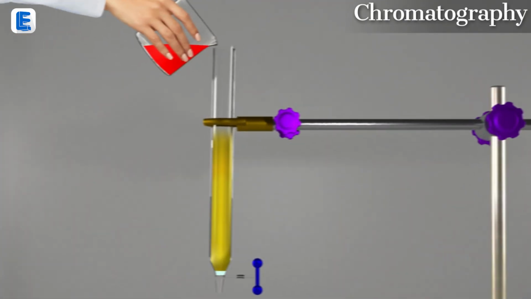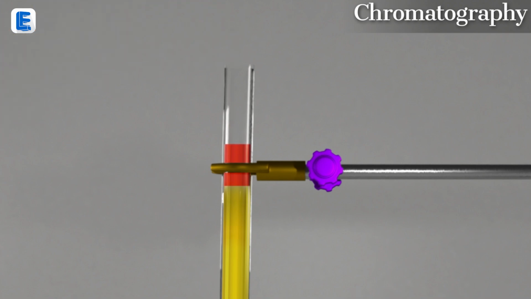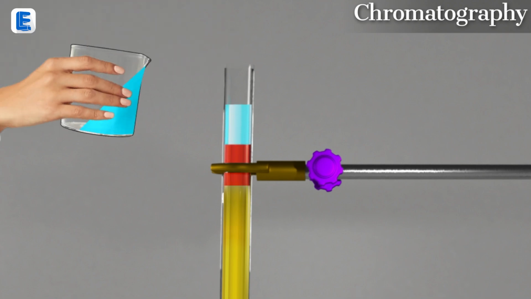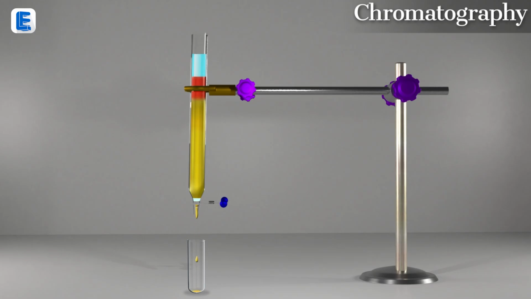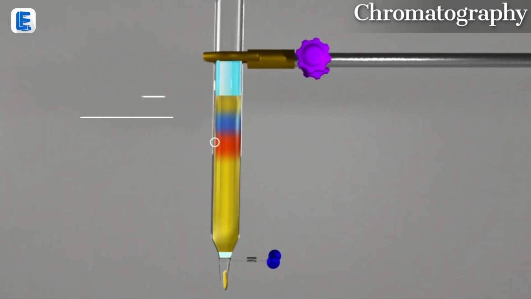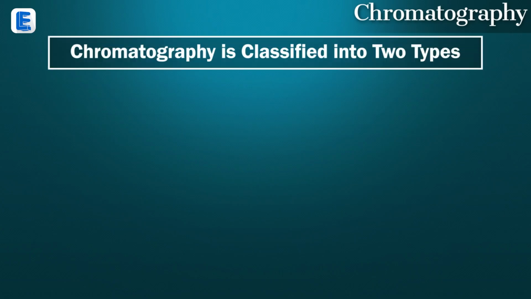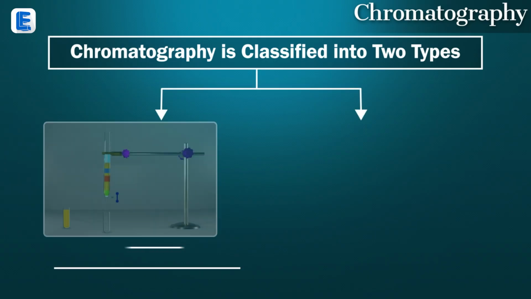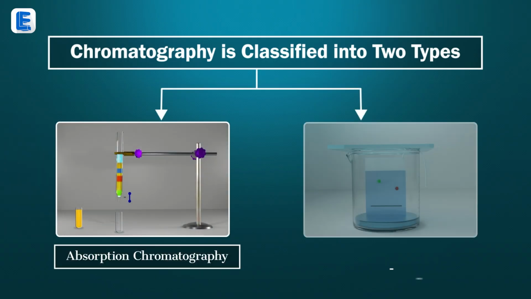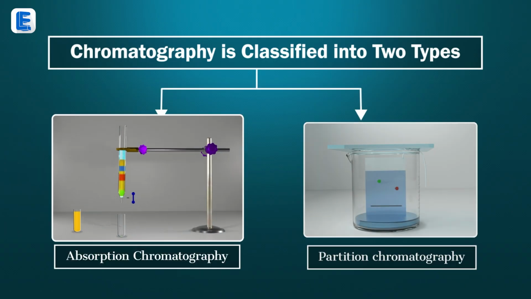A pure solvent, or mixtures in solutions or gases, are slowly passed over a stationary phase. The substances in the mixture gradually separate from one another. The moving phase is called the mobile phase. Chromatography is classified into two types: absorption chromatography and partition chromatography.